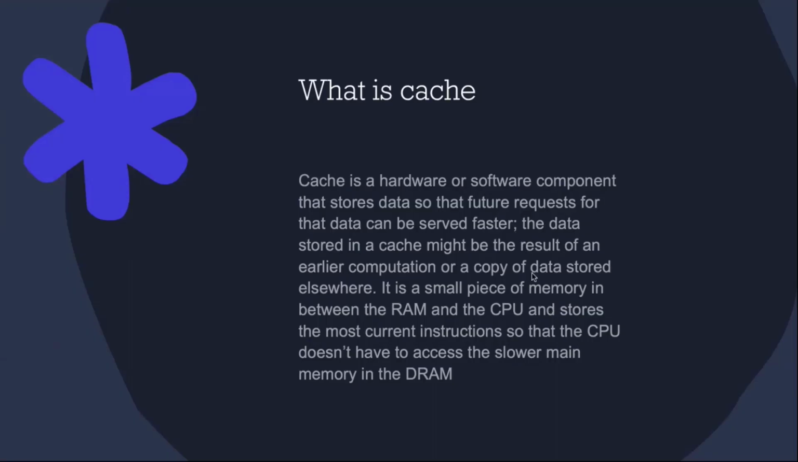What is cache? Cache is a hardware or software component that stores data so that future requests for the data can be served faster. The data stored in a cache might be the result of an earlier computation or a copy of data stored elsewhere. It is a small piece of memory in between the RAM and CPU and stores the most current instructions so that the CPU doesn't have to access the slower main memory in the DRAM, direct RAM.